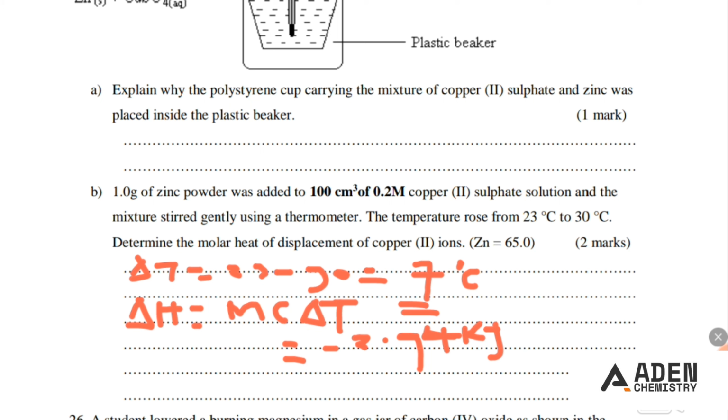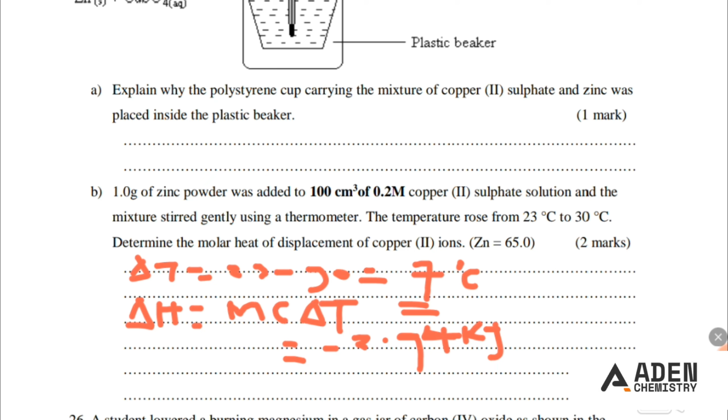So let's start with the one for copper-2 sulfate. We are given 100 centimeter cube of 0.2 molar. So that means moles is obtained by molarity multiplied by volume used divided by 1000. There we are going to get 0.02 moles.